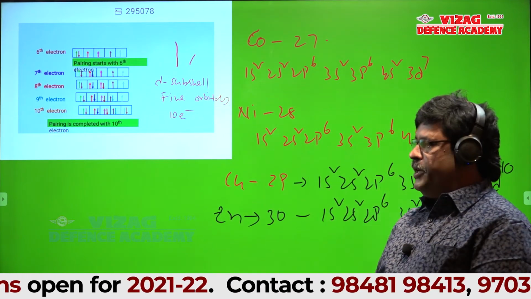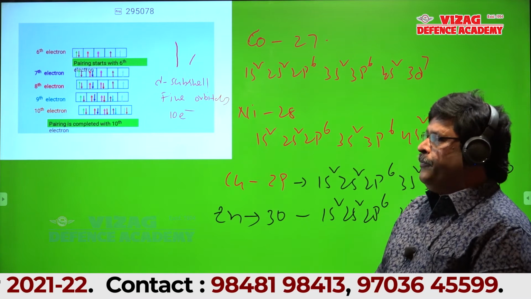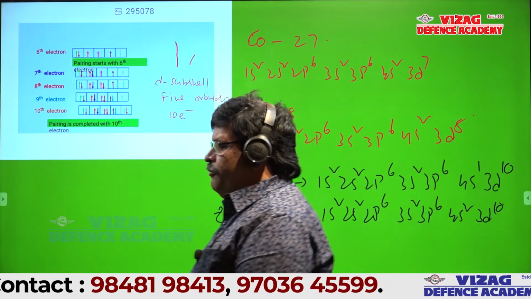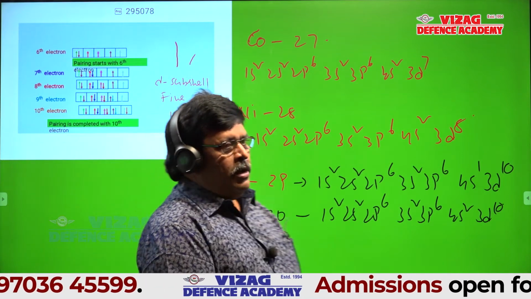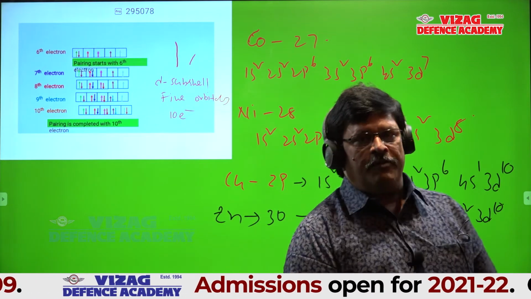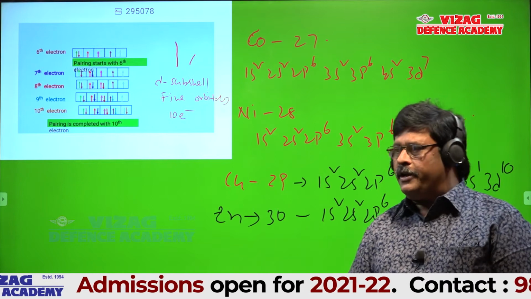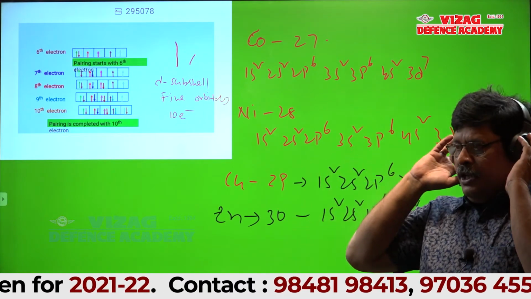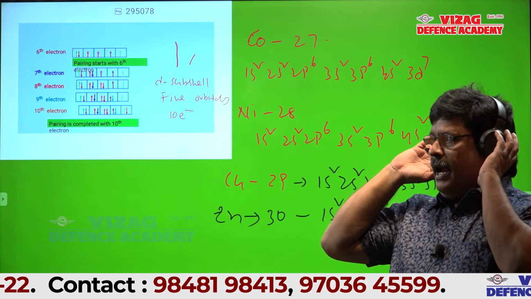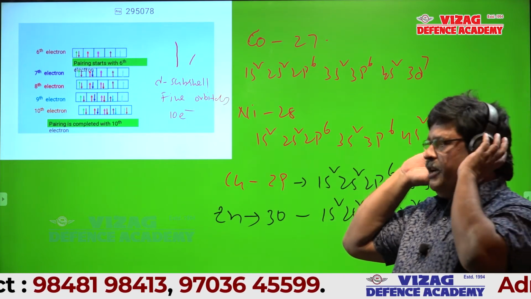Do it fast, students. The time is now 9:40. I'll give 5 minutes time. After that, we'll discuss different types of questions and how to write the configurations of ions also. So we'll meet in 5 minutes. Everyone go through that, and come with your doubts.